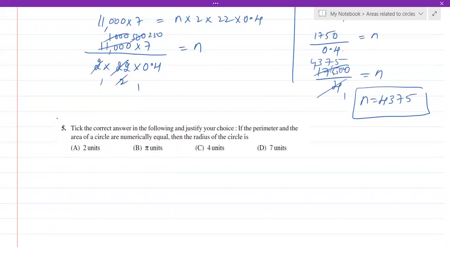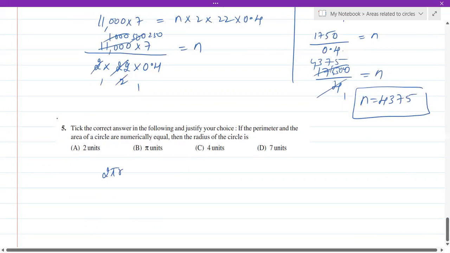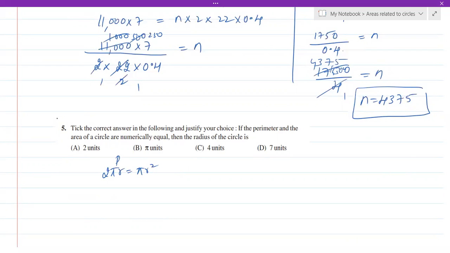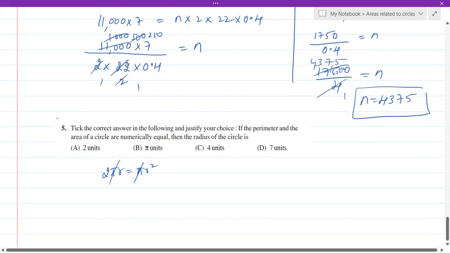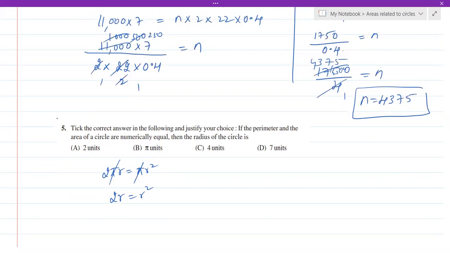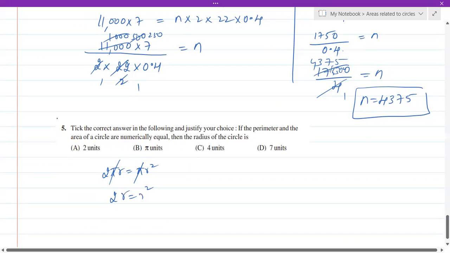Actually, 2 pi r is equal to pi r square. This is given according to the question. Perimeter is equal to area. So according to the question, 2 pi r is equal to pi r square. Pi and pi get cancelled, and 2r is equal to r square is the left out thing, isn't it? Now, remember here we are trying to find r. Please do not cancel one r and one r, which I did earlier. That is actually wrong because we are trying to find r.